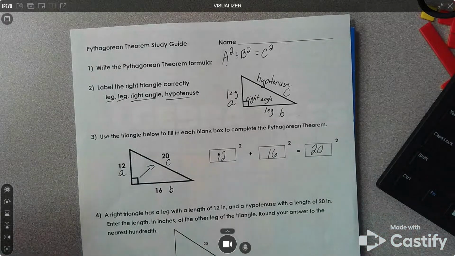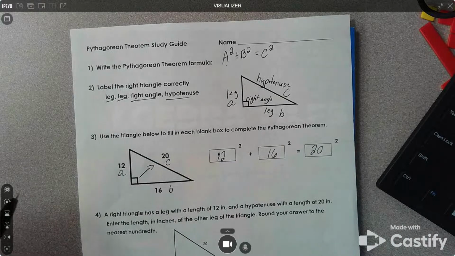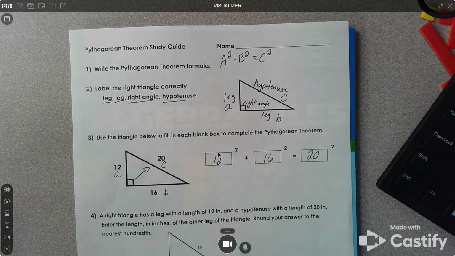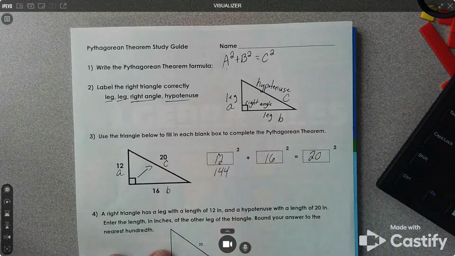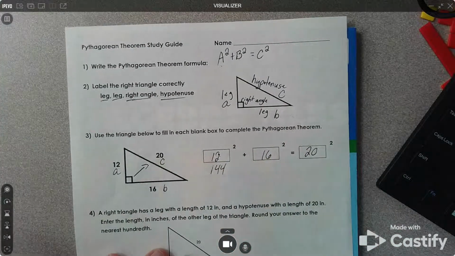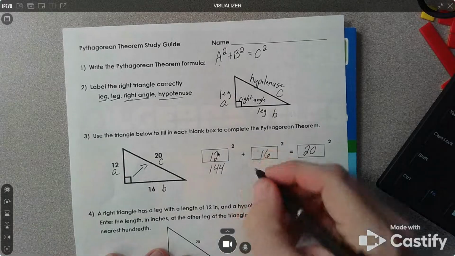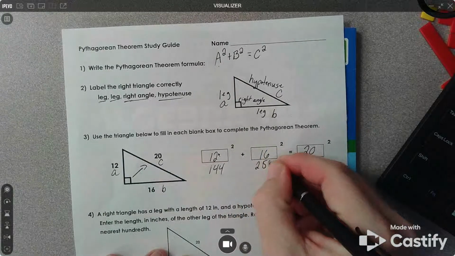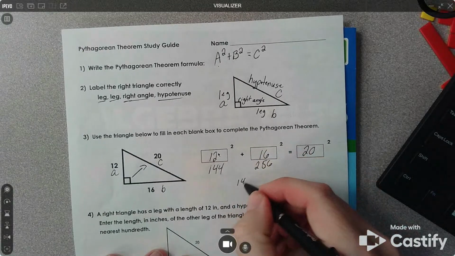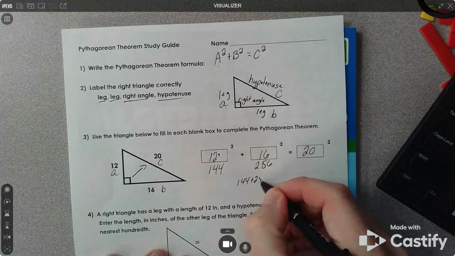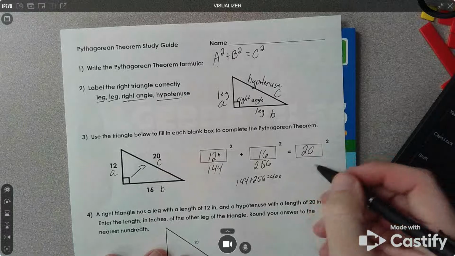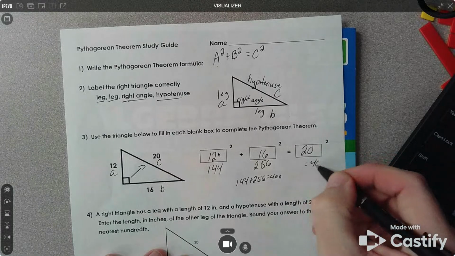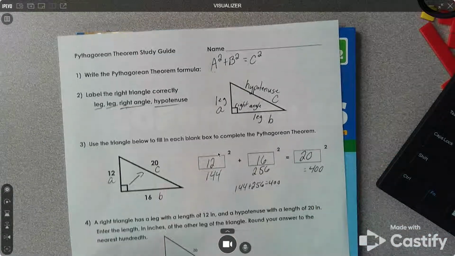I can double check to make sure that I did that correctly by using a calculator and seeing if I did the math right. 12 squared is 144. 16 squared equals 256. And 144 plus 256 equals 400, and 20 squared equals 400. So, yep, that is a right triangle. That works out.